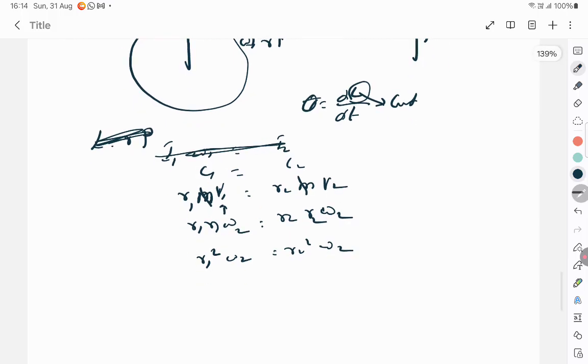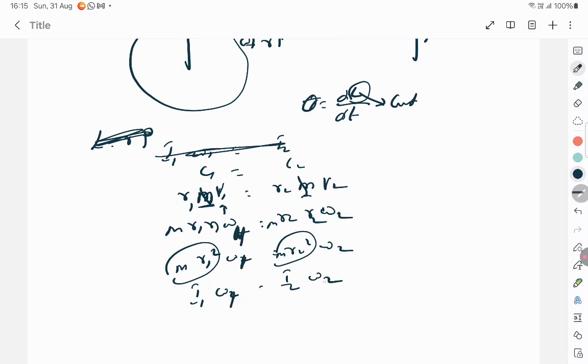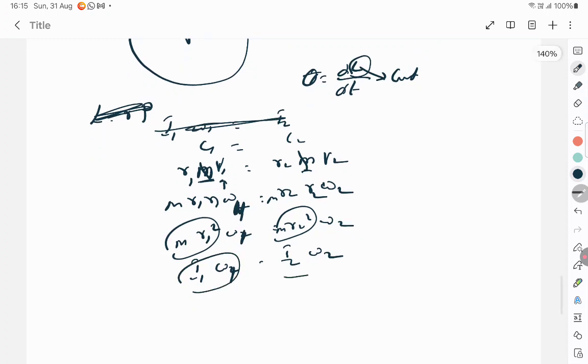And you can multiply both sides with mass. Mass need not have cancelled. You could have retained the mass because you want mr1 square, which is I1, omega 1, is equal to mr2 square, which is I2, omega 2. So I1 omega 1 is equal to I2 omega 2. In other words, if the radius is more, the angular velocity is less and vice versa.